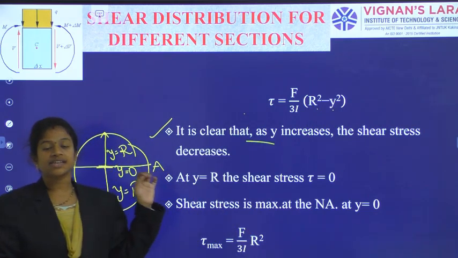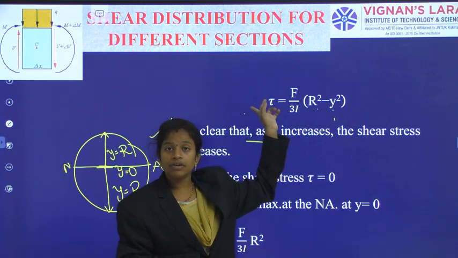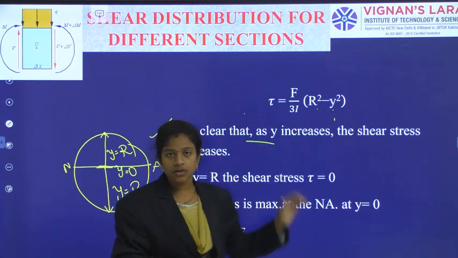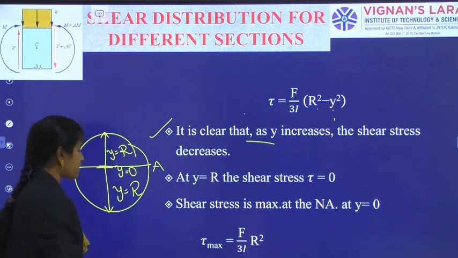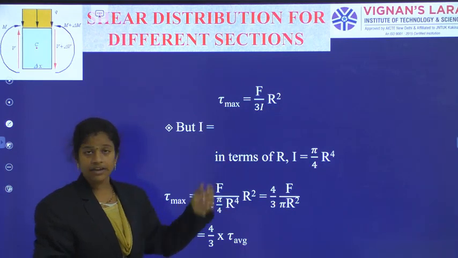Shear stress is maximum as y becomes minimum, so tau will be maximum. As it is nothing, the highest value is possible. So tau maximum is equal to F by 3I into r square.